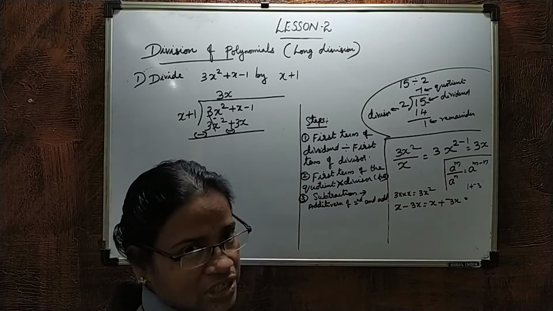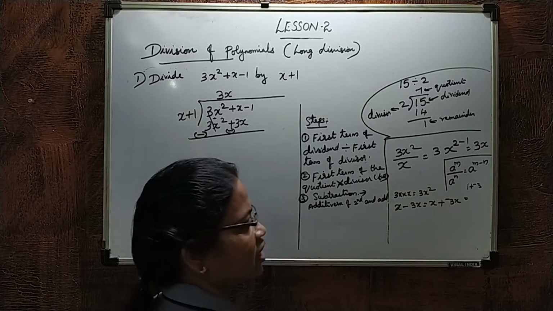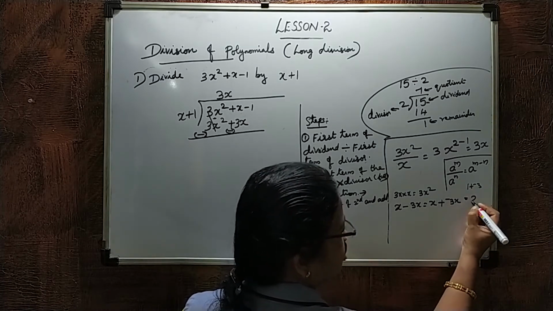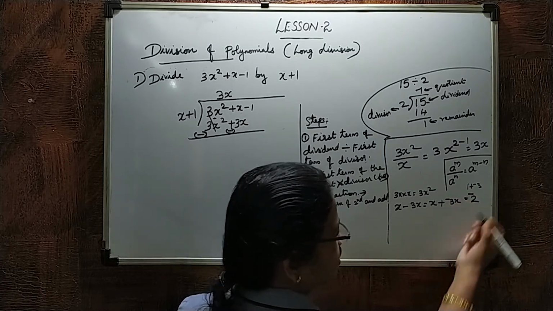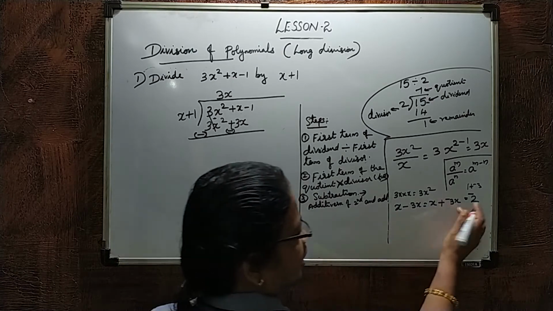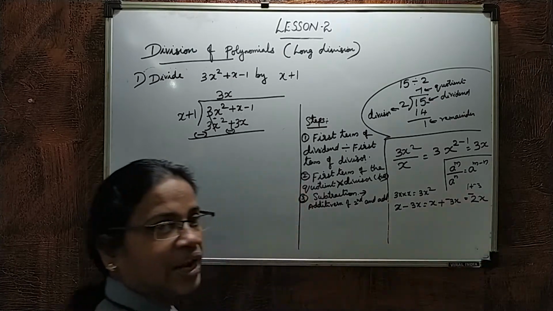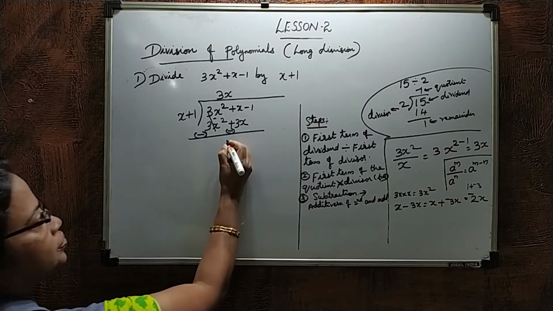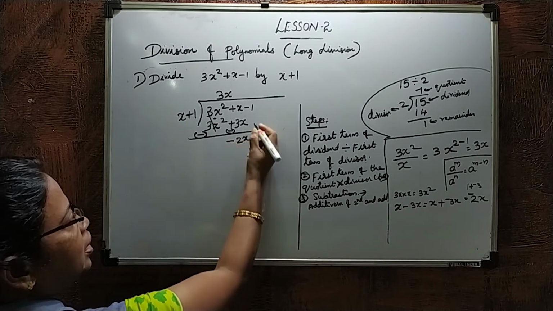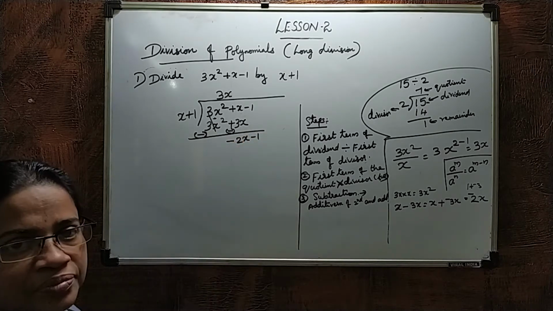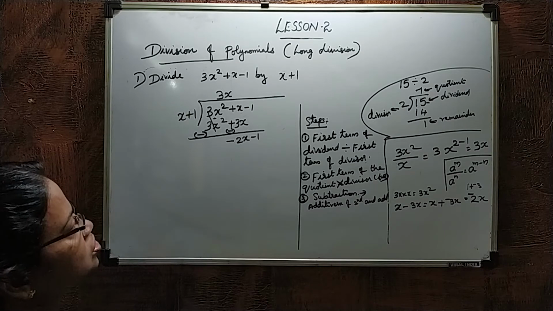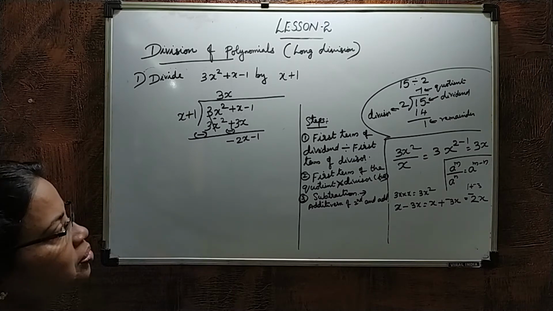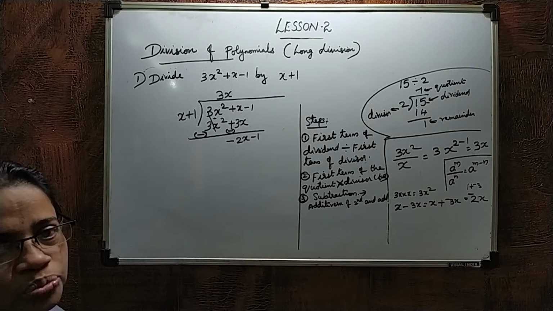Different sign addition: subtract and put the bigger one's sign. Subtract 3 minus 1, 2. The bigger one's sign is negative. Then write it as x, negative 2x. Then minus 1. Clear? Next. What is the next step? Same thing you have to follow.